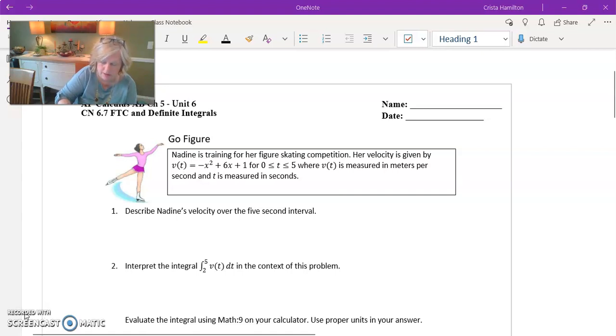And let me make sure that everything is hooked up and going. All right, hold on one moment. I have some technical difficulties.